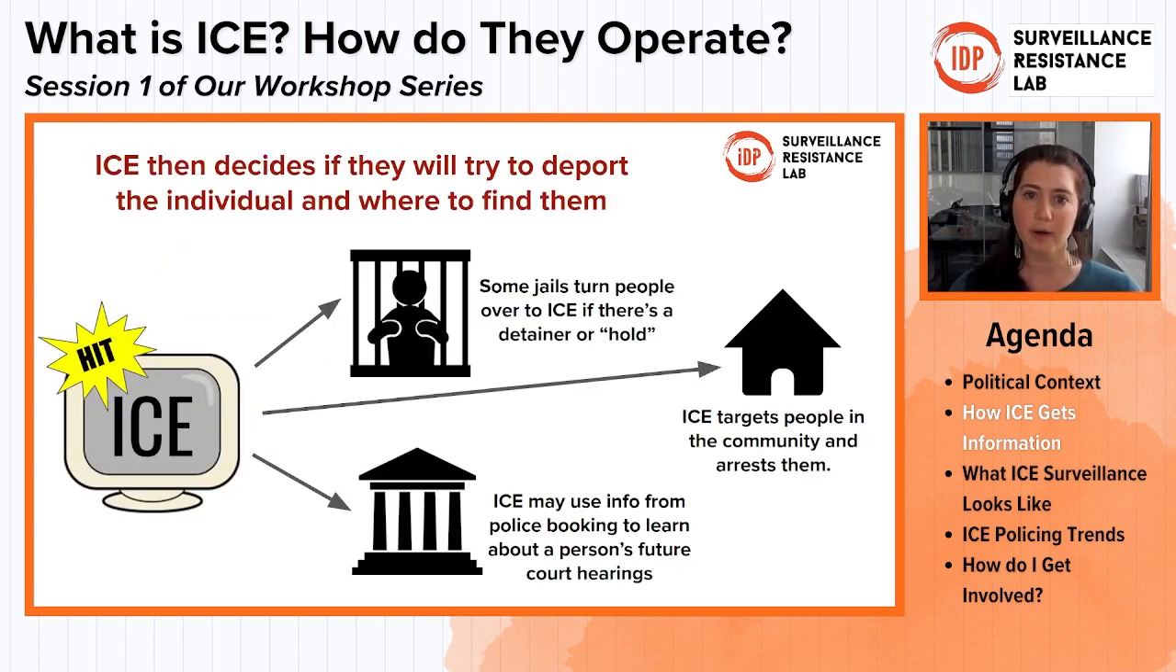And once someone ends up on ICE's radar, so if there's a hit in the system from the fingerprints and other information, ICE will then conduct digital and ultimately physical surveillance to locate the non-citizen. And we're going to discuss what this looks like, but some of the ways that they do this is they might rely on jails to turn over people to ICE if there's a detainer or an immigration hold. They might target people in the community to arrest them, so physically go out into the community. And they might use information from police bookings or other publicly available information to learn about future court dates so they can kind of track someone's movements. So I'm going to stop there.